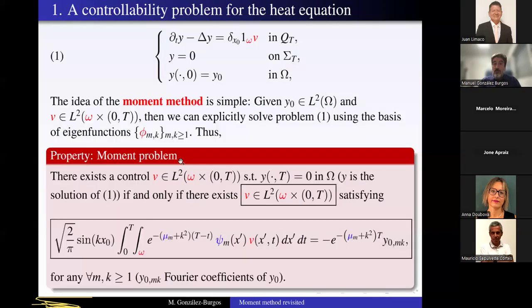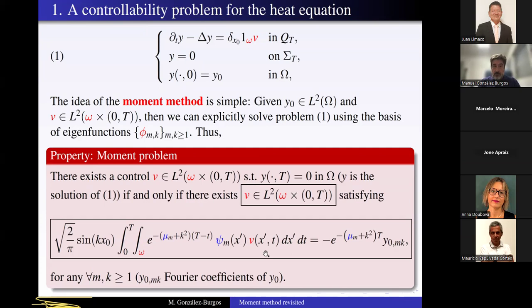Well, with these elements, it is possible to solve explicitly problem 1. For any y0 and any v, we have a formula for the corresponding solution y. We want to obtain a control v such that y at time T is equal to 0, and this gives directly the moment problem. There exists a control v such that the solution at time T is equal to 0 if and only if v satisfies this infinite number of equations: the scalar product in L2 of little omega times (0, T) of this exponential times C m and v is equal to one quantity on the right-hand side, where y0 mk is the Fourier coefficient of the initial datum.